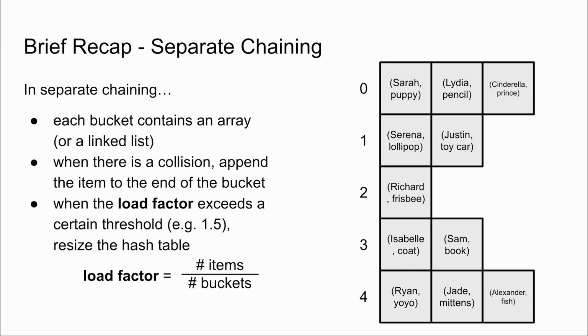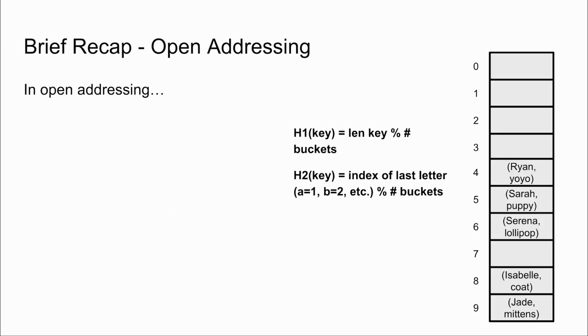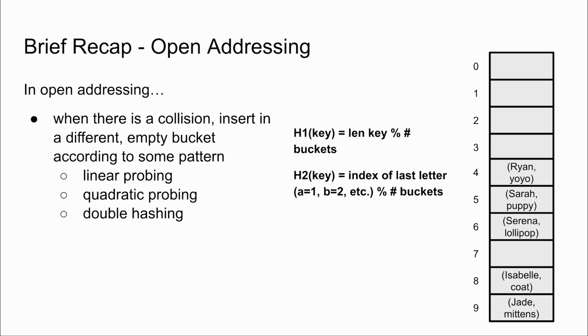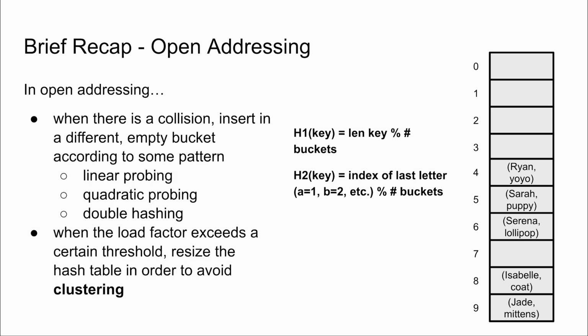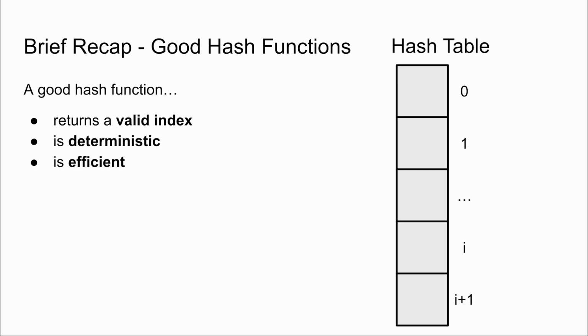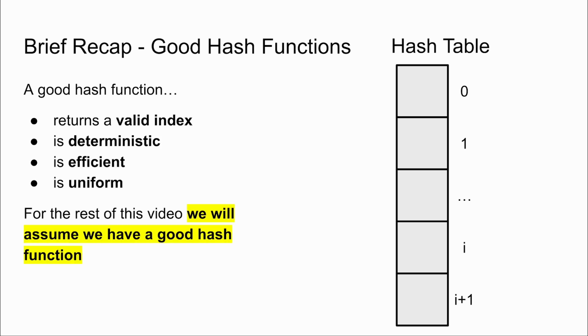Another collision resolution strategy is called open addressing. In open addressing, we address the collision by inserting in a different empty bucket according to some pattern. The patterns we learned about are linear probing, quadratic probing, and double hashing. When the load factor exceeds a certain threshold, we resize the hash table in order to avoid clustering. A good hash function can reduce the amount of clustering in the hash table, which brings us to our next recap. Recall that a good hash function returns a valid index, is deterministic, is efficient, and is uniform. For the rest of this video, we will assume we have a good hash function.